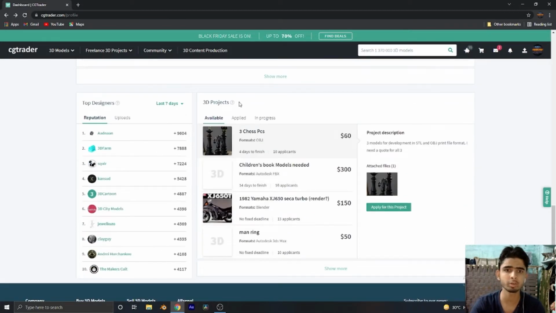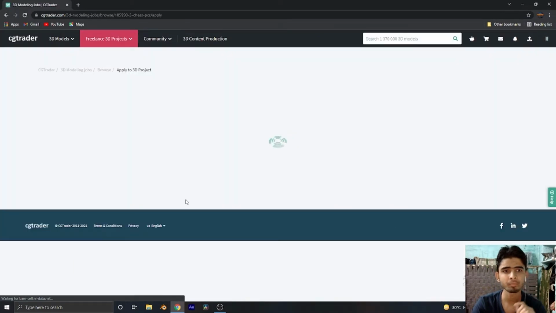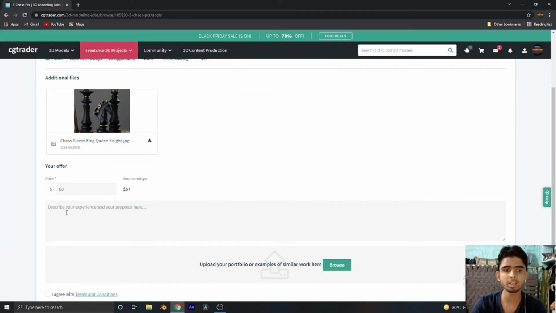As you can see the 3D projects here, it means you can simply apply for a project if you know how to make it. Look at this, there are 3 chess pieces, the file format is obj, and if you can make this project, you can simply apply for it. Just click on this, and you can describe your experience, your proposal, your royalty rate, and more.